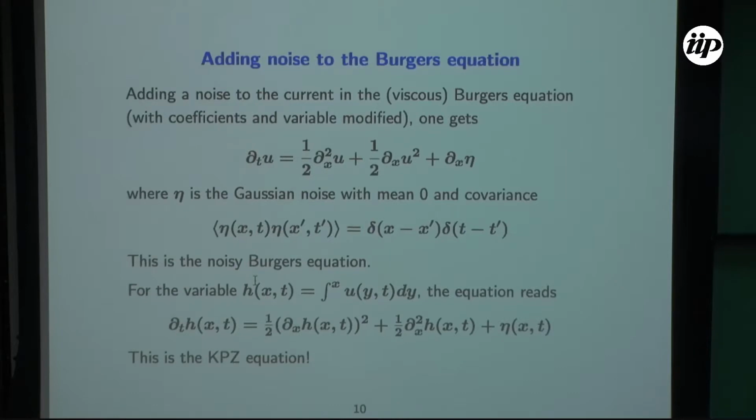So we can expect that this noisy Burgers equation also describes the fluctuations and the correlations of a microscopic model like ASEP. But we don't know, because at this point we put this in by hand, right? But we can hope that they have the same universal behaviors. And in fact, we can also introduce a variable h to be the integral of this variable u. Then the equation can be written in this way. And this is, in fact, the KPZ equation.